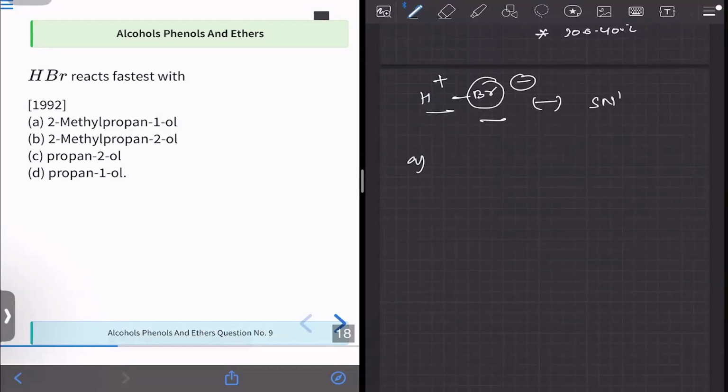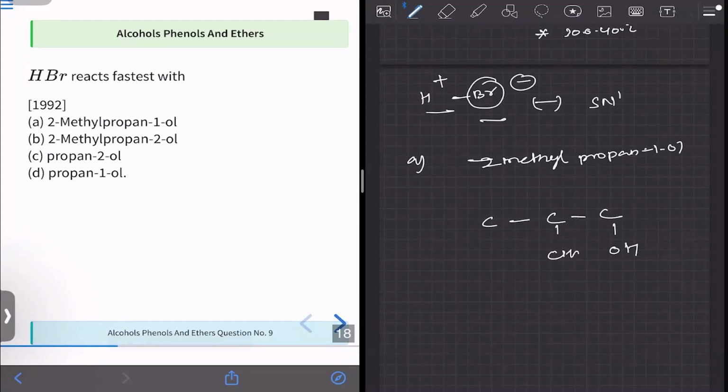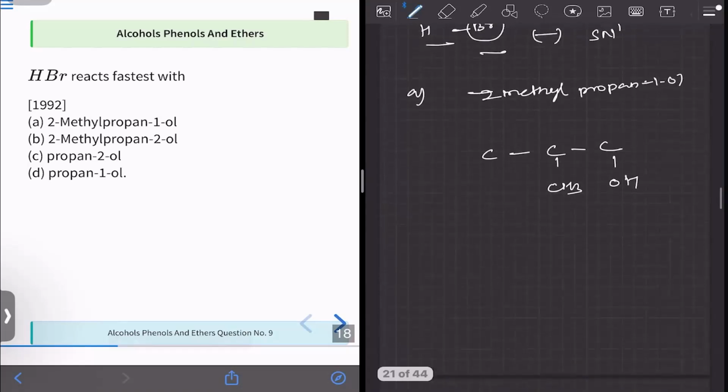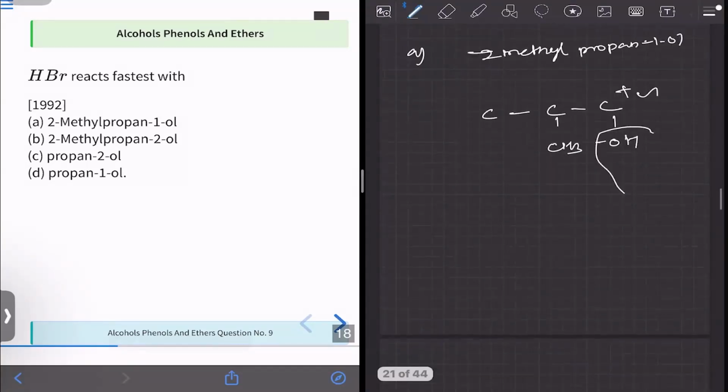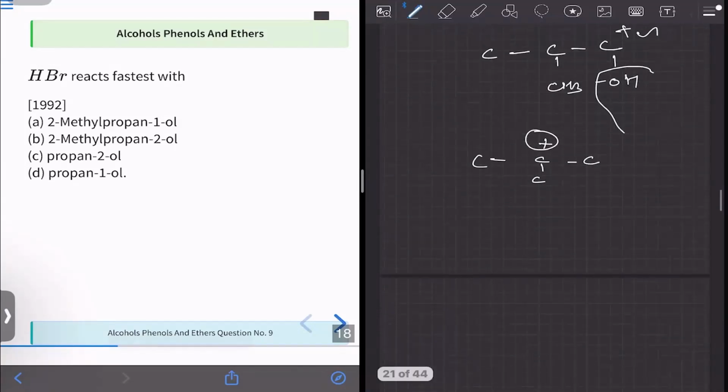See, option A is 2-methyl-1-propanol. So write propane, and at the first position it contains a hydroxyl group, and at the second position it contains a methyl group. The polarity between O and C will be O minus and C positive. Whenever the OH is released, it can produce a primary carbocation, and it shifts to the second position, producing a tertiary carbocation.